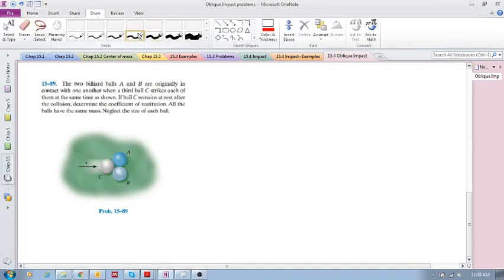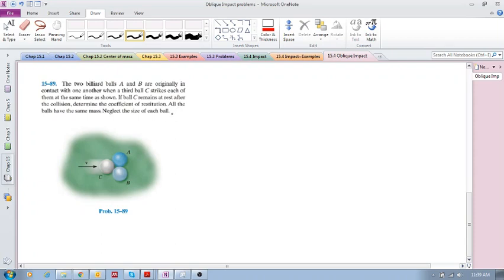How's it going, guys? Let's have a look at 1589. We have two billiard balls A and B. They are originally in contact with one another when a third ball C strikes each of them at the same time as shown. If ball C remains at rest after the collision, determine the coefficient of restitution.